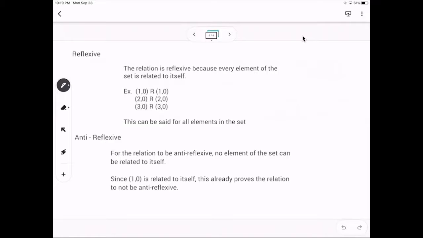Is this relation reflexive? Well, in order for a relation to be reflexive, every element of the set has to be related to itself. So if we look at a few examples, we have the element (1,0) is related to (1,0). In order to satisfy the relation, we have to see that A1 is related to B1, which they are. We have 1 and 1. So we know that (1,0) is related to (1,0), which means that (1,0) is related to itself. And we see the same thing for (2,0) and (3,0).